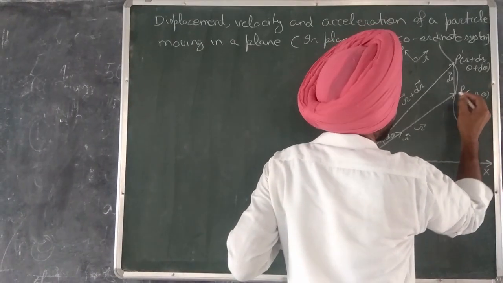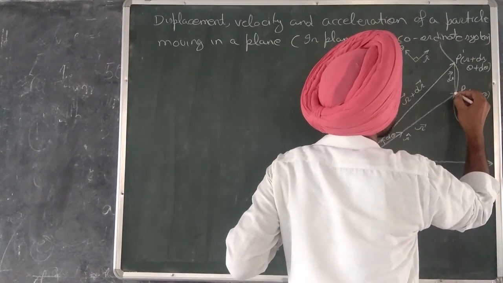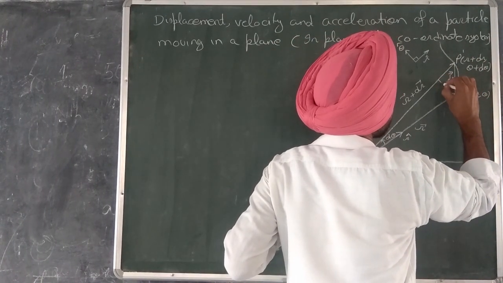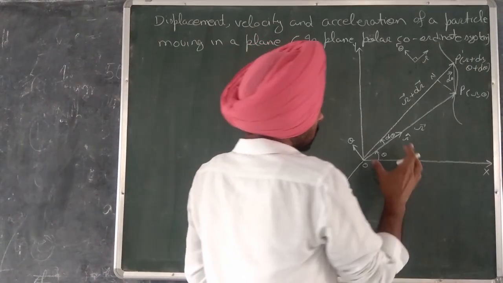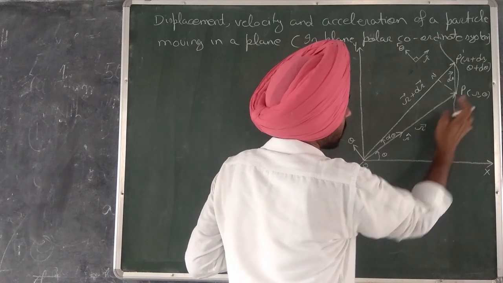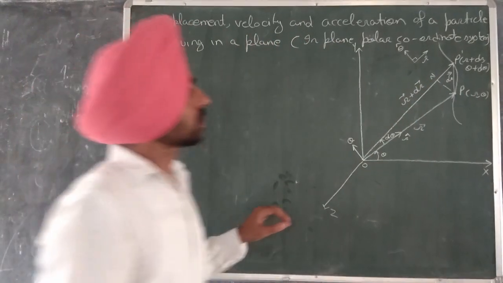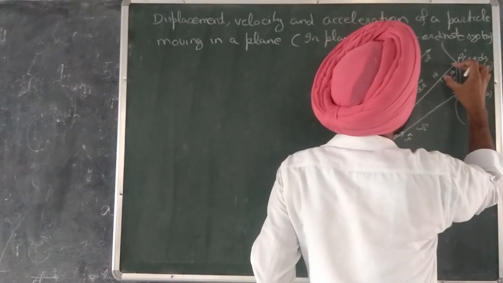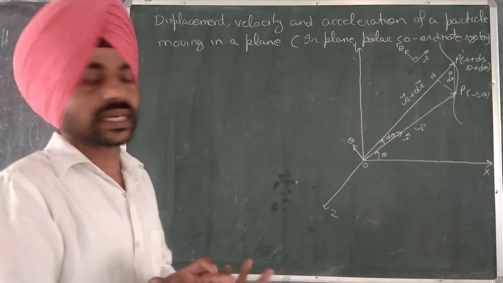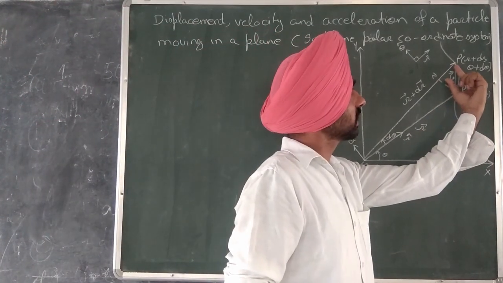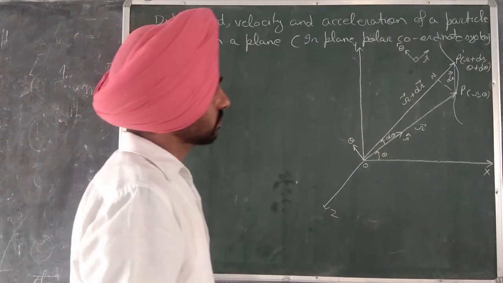Now we draw a perpendicular from point P to OP prime. Let it be at point N. So OP equal to ON. So this is the additional displacement dr at time t plus dt, that is, covered in time dt by the particle in the plane polar coordinate system.